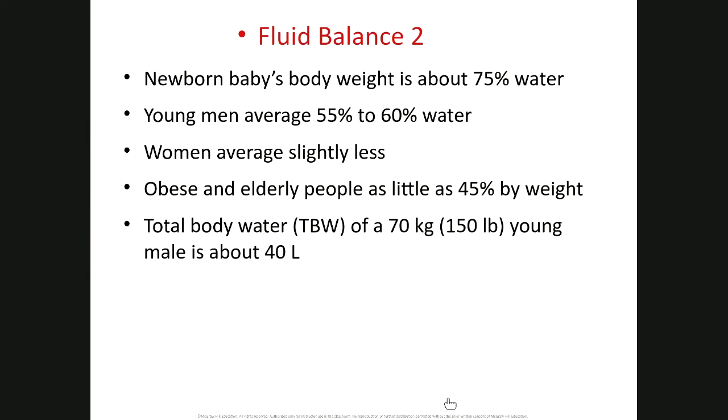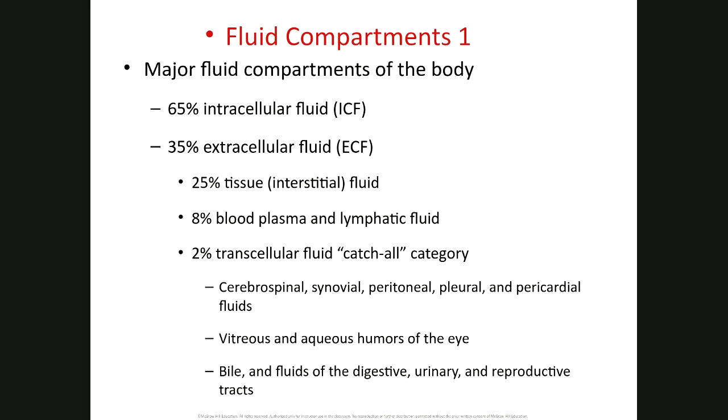A newborn baby's body weight is about 75% water, a lot of water. Average 55 to 60% water is in young men. Women have slightly less. Obese and elderly people have about 45% by weight. TBW is total body water, about 40 L in a 70 kilogram, 150 pound individual. This is very important to remember.